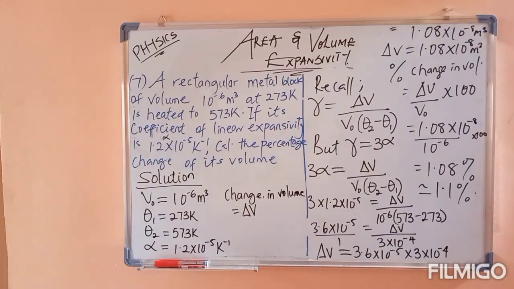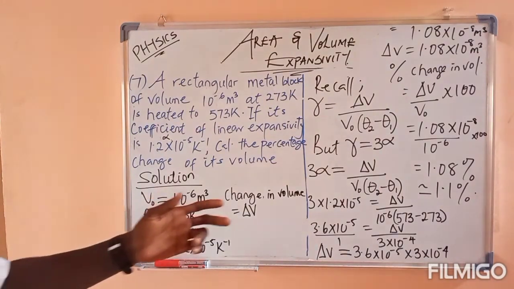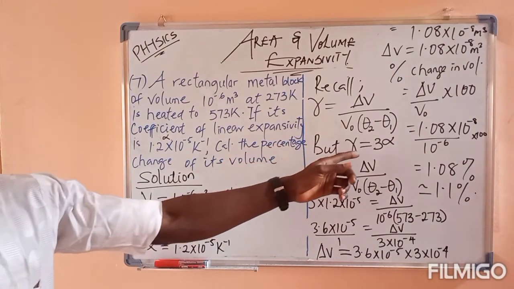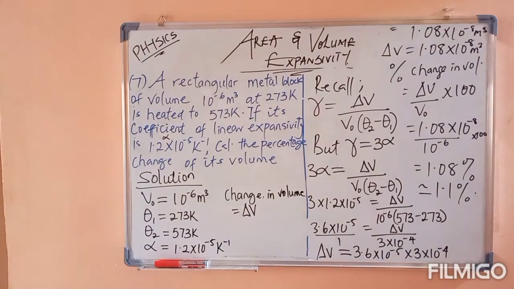So percentage change in volume is 1.1%. So here I have shown you the ways in which you can use the relationship between the volume expansivity and the linear expansivity. A situation where the question is totally about volume, but instead of the examiners giving you the coefficient of volume expansivity, they give you linear expansivity. You don't need to panic. All you need to do is to use the relationship between the linear expansivity and the coefficient of volume expansivity.